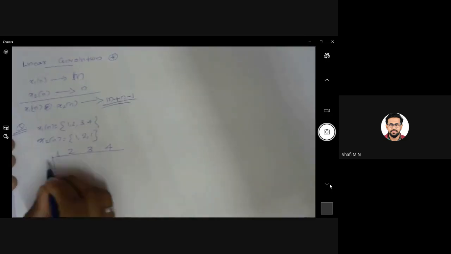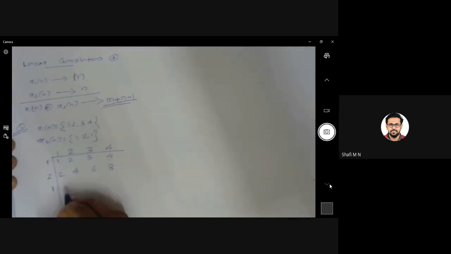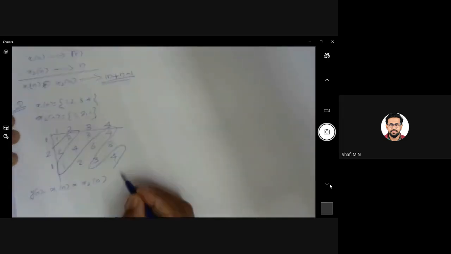Multiply 1 with all the terms. So that will be 1, 2, 3, 4. Now 2 into all the terms: 2 into 1, 2, 2 into 2, 4, 2 into 3, 6, 2 into 4, 8. Multiply 1 with all the terms: 1 into 1, 1, 1 into 2, 2, 1 into 3, 3, 1 into 4, 4. Now draw zigzag lines and add all the terms. Let me say y of n equal to x1 of n convolution x2 of n.